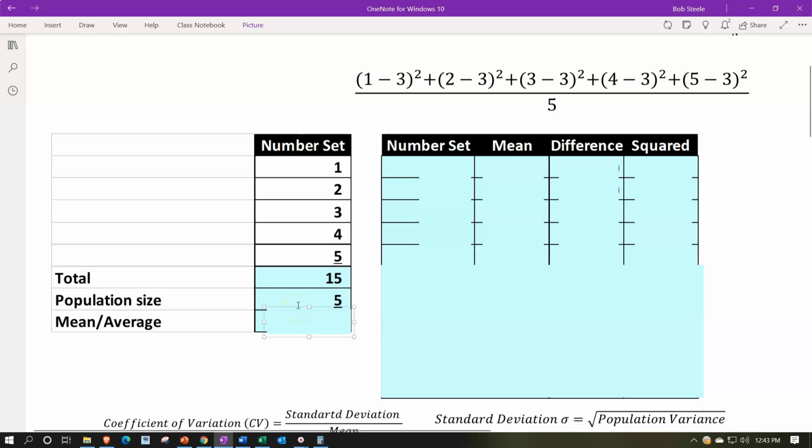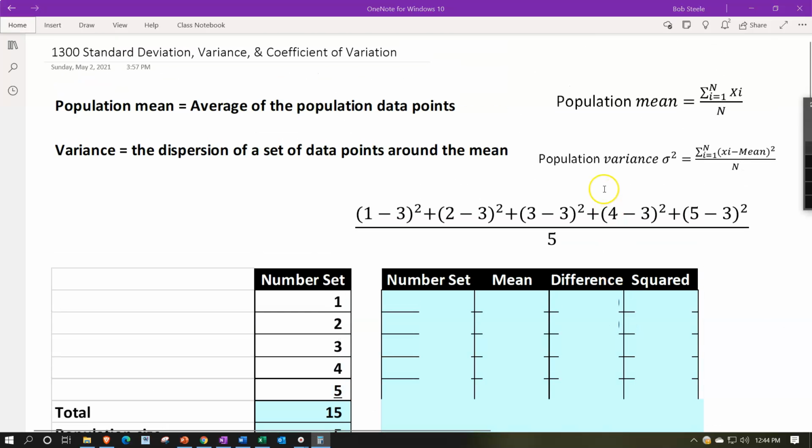If we divide that by the population size, which is 1, 2, 3, 4, 5, there's 5 of them, of course, and that would give us the mean or average. So the 15 divided by 5 would be the 3. That would probably be our starting point when we're trying to analyze a set of numbers. Now, if we want to think about the population variance, then we could do something like this.